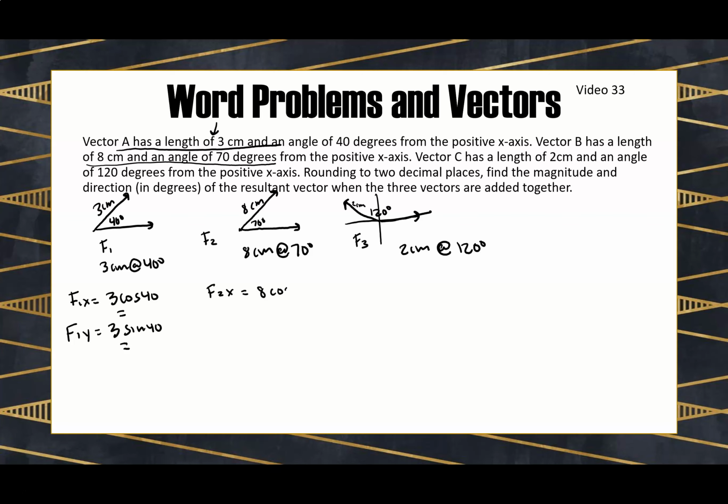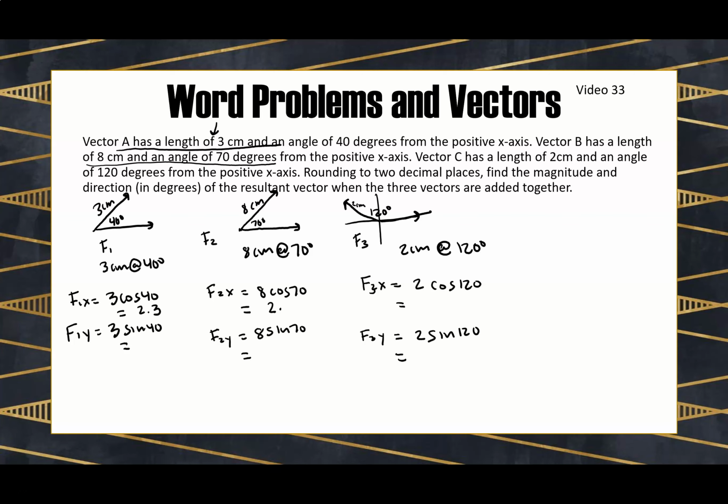This is going to be 8 cosine 70, which equals something. F sub 2y is going to be equal to 8 sine 70. And then here I've got my F sub 3 of x. Sorry, it's 3, right? Third force is going to be 2 cosine 120. And then F sub 3 of y is going to be equal to 2 sine 120. And so I should have cosine for all the tops, which I do. And then I should have sine for all the bottom ones here, which I do. And you can go ahead and pause this video or fast forward, but I'm going to put the answers for each of those.